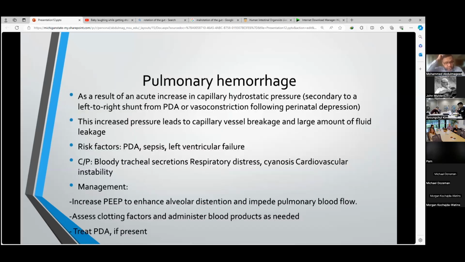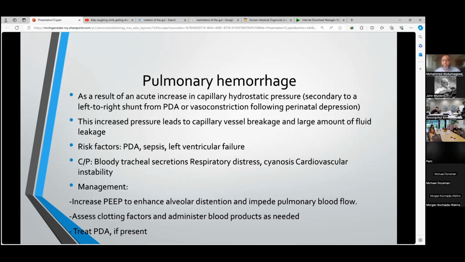Next is pulmonary hemorrhage, as a result of an acute increase in capillary hydrostatic pressure, which is secondary to left to right shunt from PDA or vasoconstriction following perinatal depression. Increased pressure leads to capillary vessel breakage and a large amount of fluid leakage. What are the risk factors? PDA is very well known to cause this, as are sepsis and left ventricular failure. The baby will present with bloody tracheal secretions, respiratory distress, cyanosis, and cardiovascular instability.